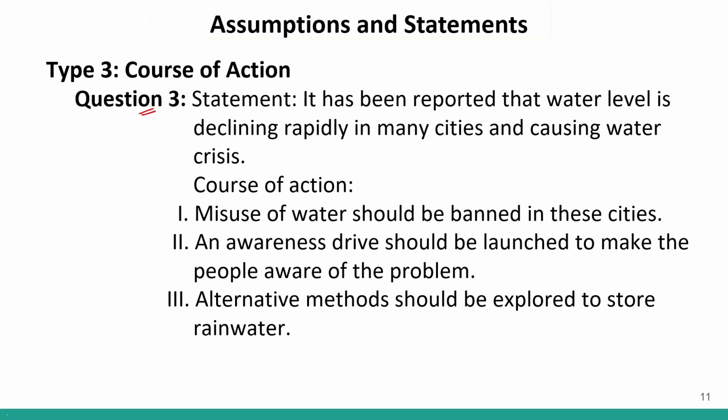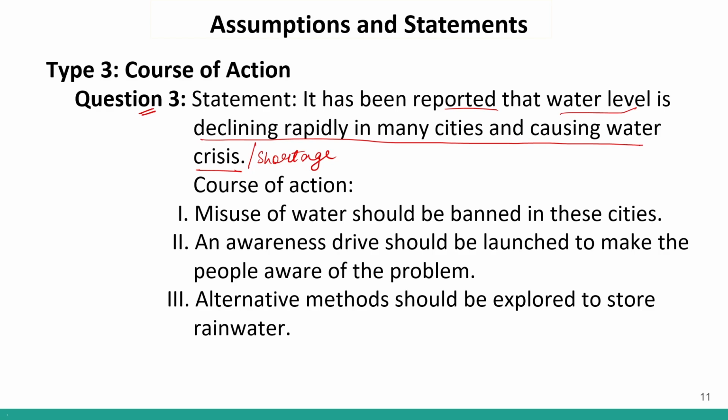Question number 3. Question number 3, the statement says it has been reported that water level is declining rapidly in many cities, causing water crisis. So there has been a report that says that water level is continually declining in many cities, and this is causing water crisis or water shortage, right? We have to determine which of them will be the appropriate course of action.